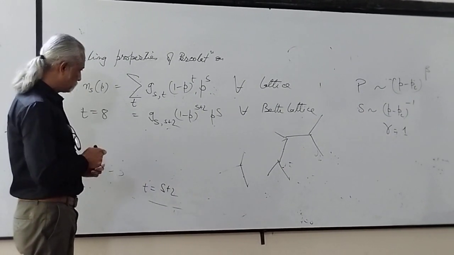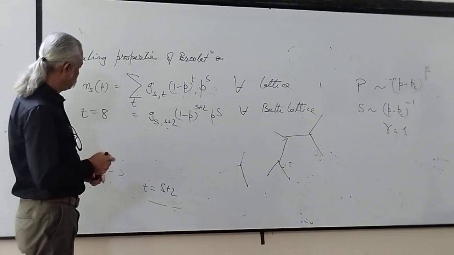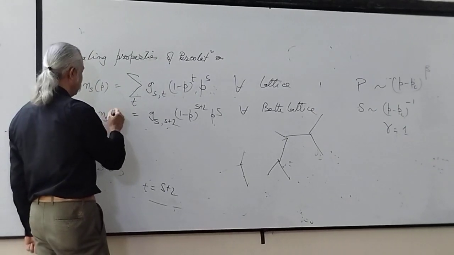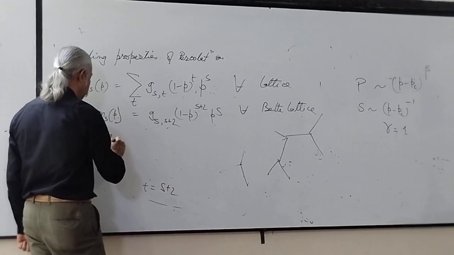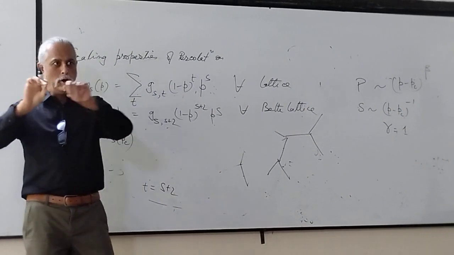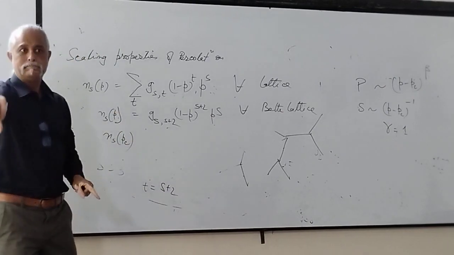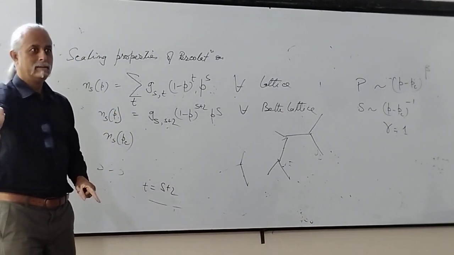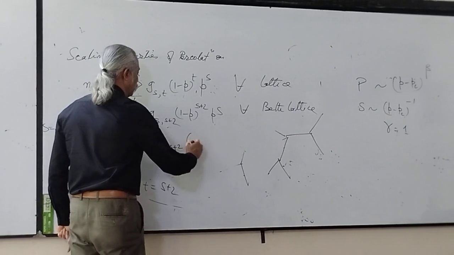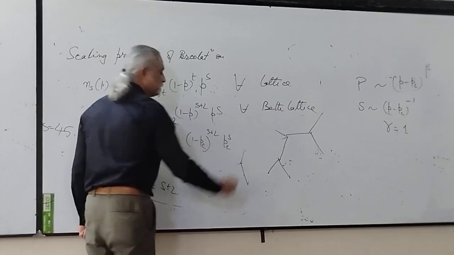Now, n_s(p) if this is it, then n_s(p_c) is a special case for all three, which is this. For a particular occupation probability p_c, all that I have to do is equal to g_s, s plus 2, 1 minus p_c to the power s plus 2, p_c to the power s.